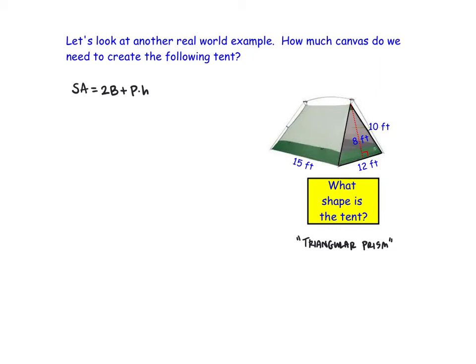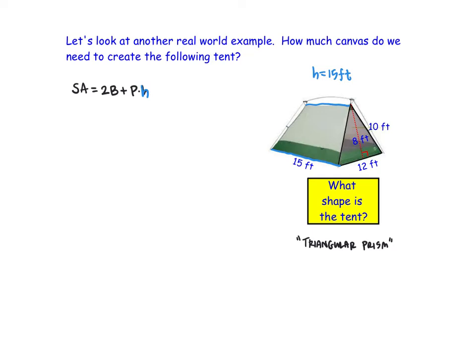So we got to identify some values. First thing I would do is probably find h first, because h will determine for you where your bases are located. So h is going to be 15. I'm not going to trace the third side because it's behind the tent, but you can see that that's the distance between the bases. So I'm going to take 15 feet for the height.